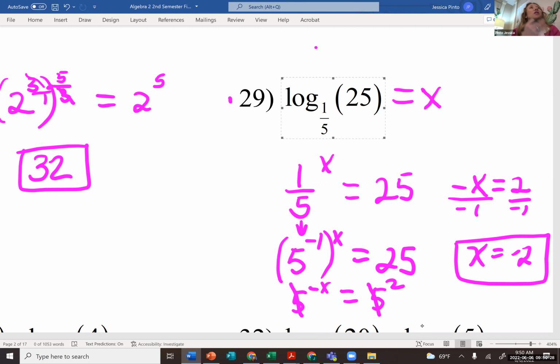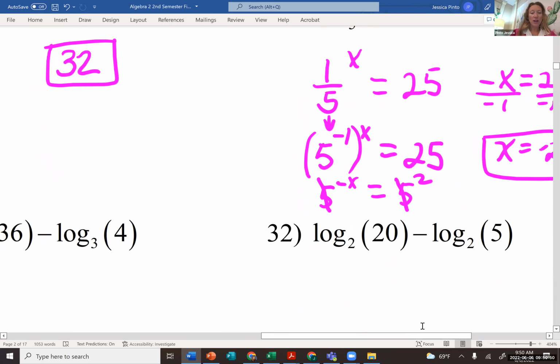I could have also just known, oh yeah, it's definitely going to be a negative because I went from a fraction to a whole number. Whenever I go between those two forms, a negative exponent happened, and 5 to the 2nd power is 25. So it's just -2. However, if you get stuck on something like that, here I've shown all my work to get the answer. All right, cool. Let's take a look at 30.